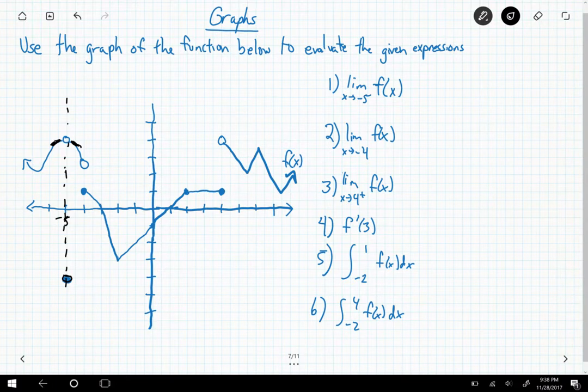So what y value are we approaching? Well, if you notice, the y value that we're approaching there is up 1, 2, 3, 4. And since it's up 4 units is where we're approaching, that's going to be +4 for that answer.